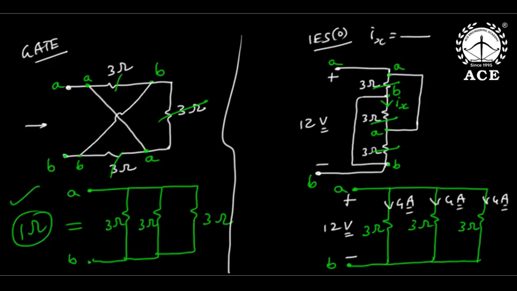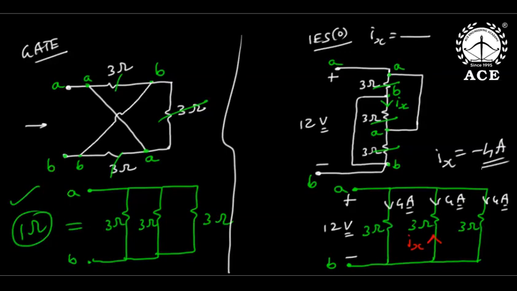But he is asking current Ix. Yes, he is asking current Ix in which direction? Everybody understand. He is asking current Ix from B to A. But actual current is going from A to B. So Ix is how much? Minus 4 amps.